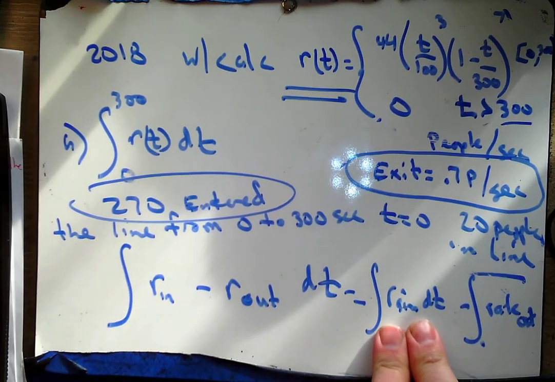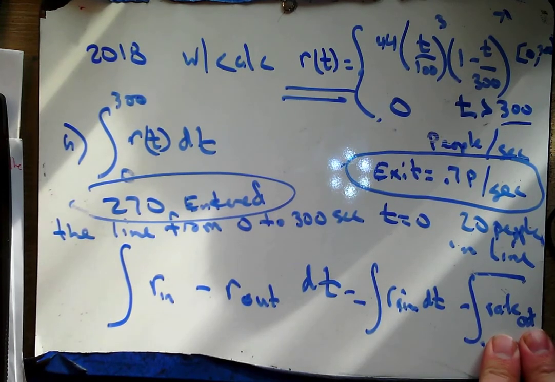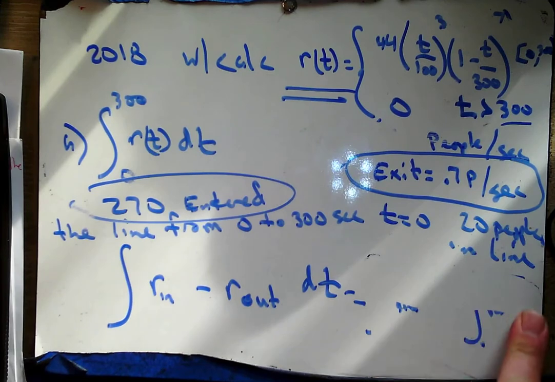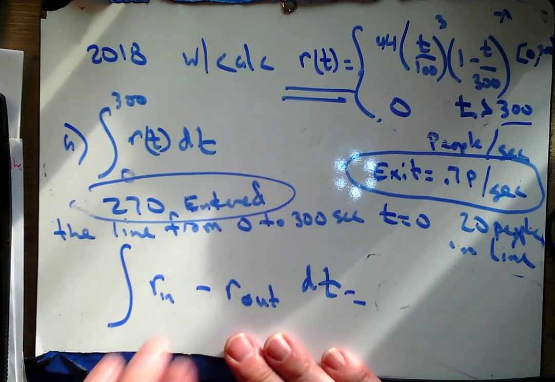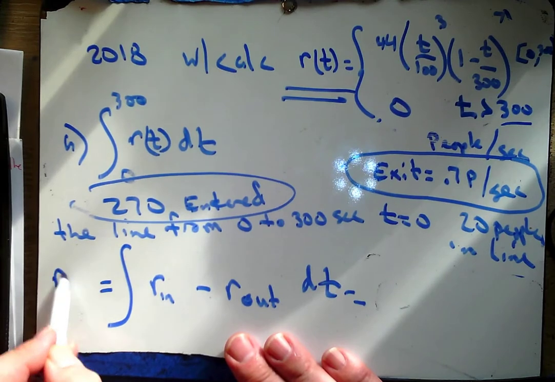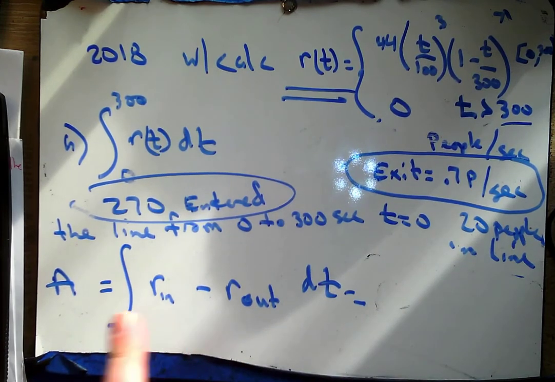This is the total number of people who entered the line, and now we want to subtract the total number of people who left the line. Now, my experience is that while I can understand this problem that way, this is more often the way I see this. In fact, I wanted to find something called the number of people in line function. And that's going to be the integral of rate in minus rate out.